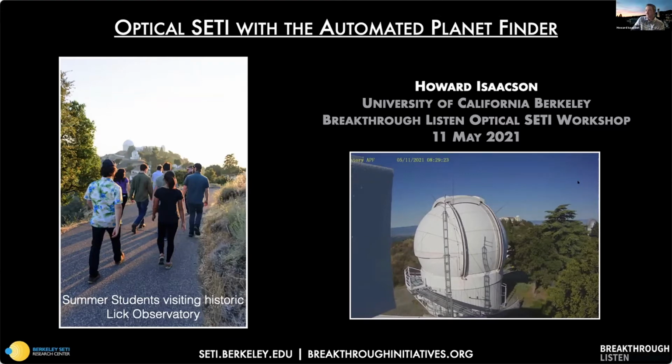such as those we're looking for with the Automated Planet Finder. The Automated Planet Finder, pictured here on the right, is a nice fresh picture from this morning, a nice sunny day on top of Mount Hamilton today. It is a 2.4 meter optical telescope, a traditional place for us to take our summer interns back when things like field trips were allowed.